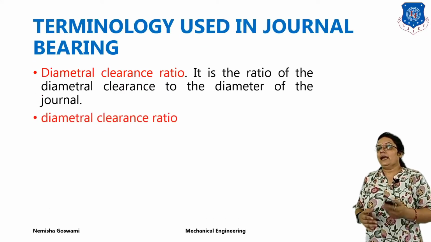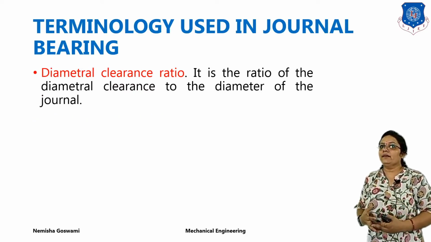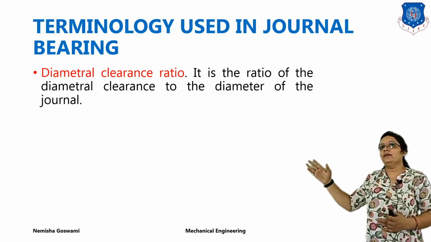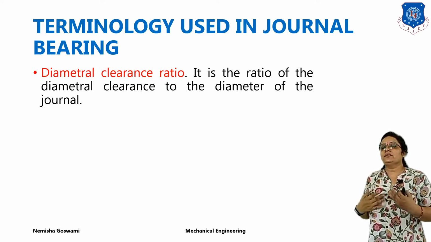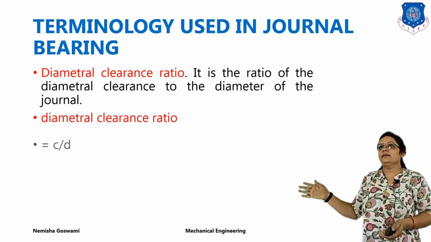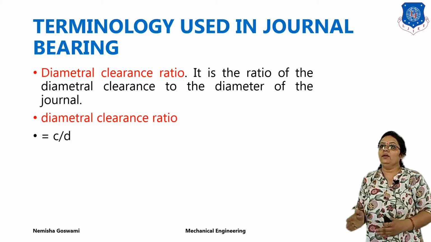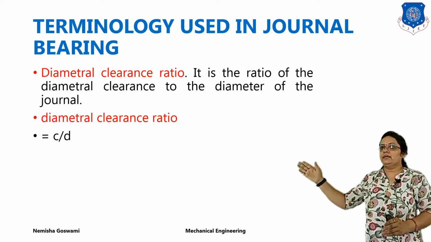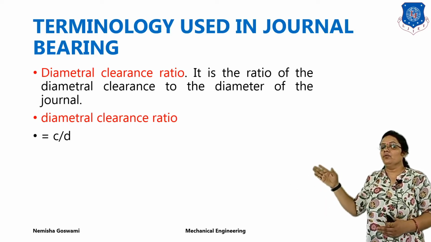Next is the diametral clearance ratio. What is the diametral clearance ratio? It is given by the ratio of diametral clearance to the diameter of journal. The diametral clearance was C, so the diametral clearance ratio is equal to C by d, where C is equal to D minus d, divided by the diameter of journal. So it is known as the diametral clearance ratio.